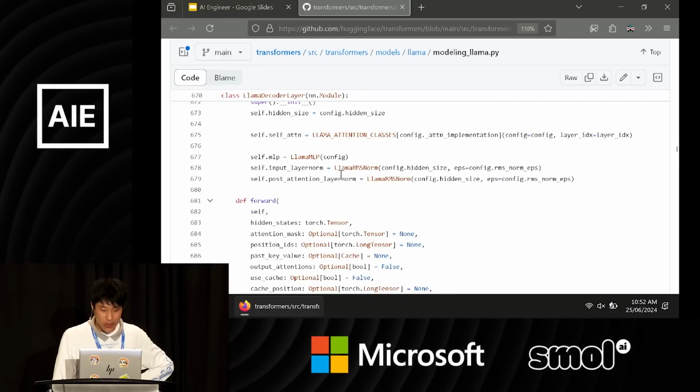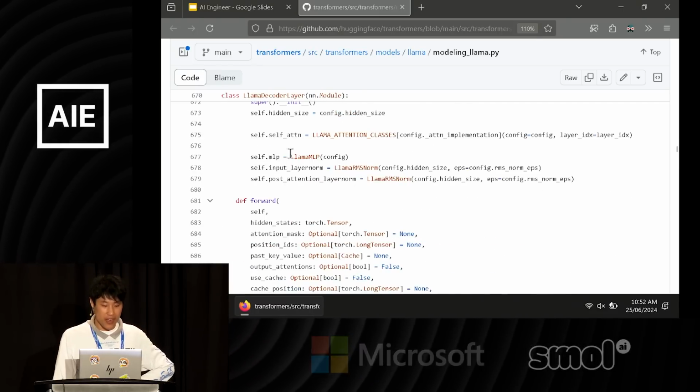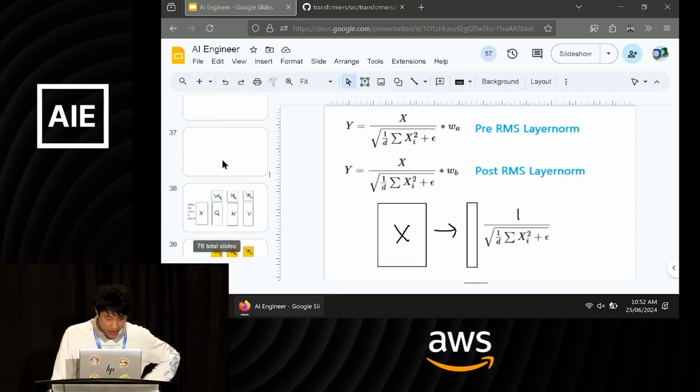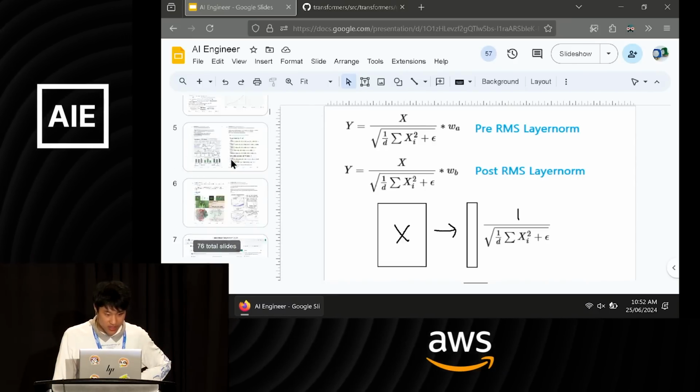And then finally, we get to the decoder layer. Remember, we show, okay, wait, maybe I should exit the slides. Where is it?